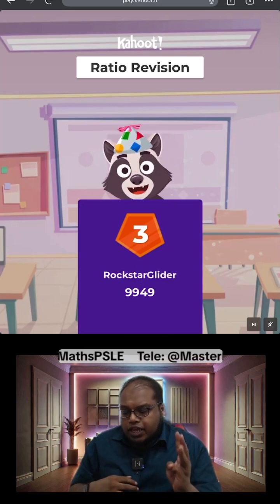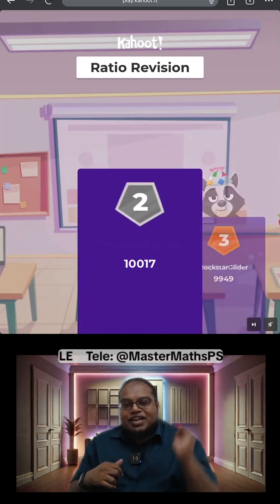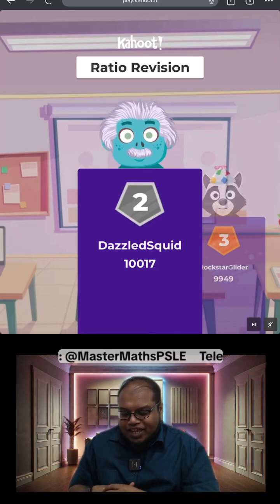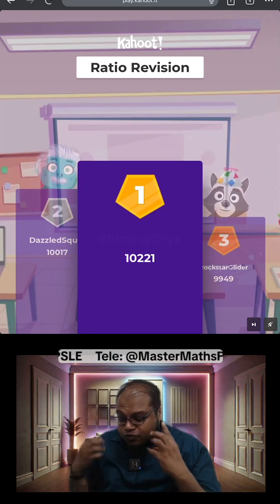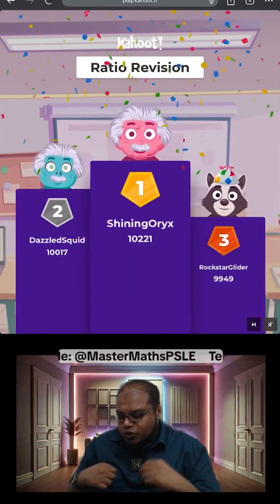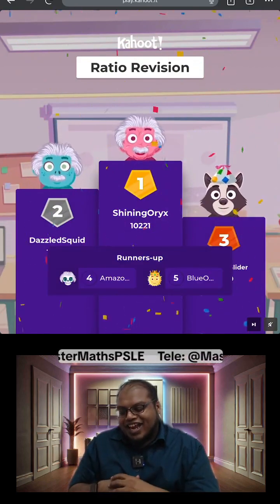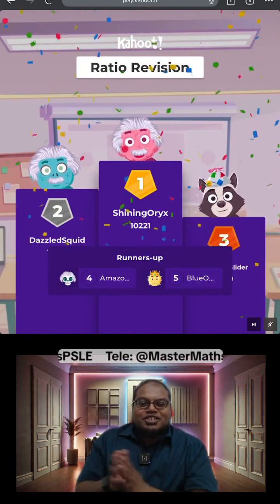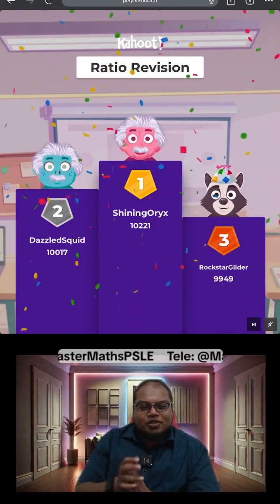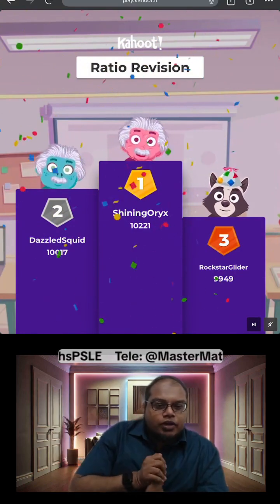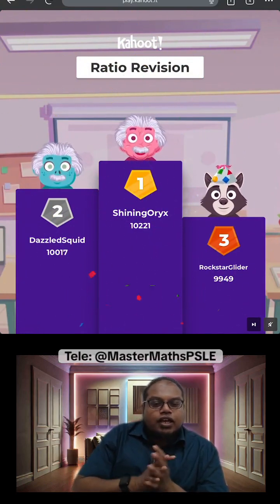So number 3 for today, the Rockstar Glider. Wow, he climbed back up. Good job. Okay, Dazzled Squid, number 2, and number 1 with only a difference of 200 points, sorry. Shining Oryx. Wow, good job. Shining Oryx, you were from 4th place, right? You go to 1st place. Good job, good job.